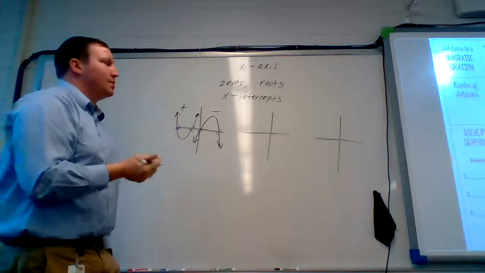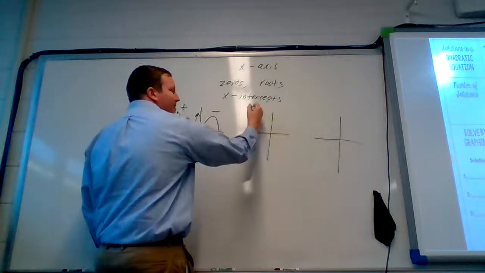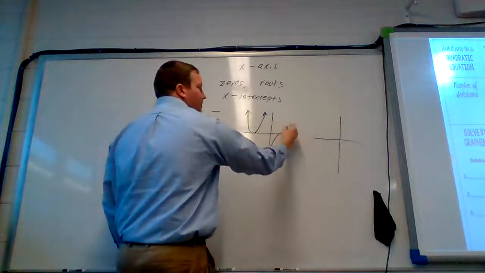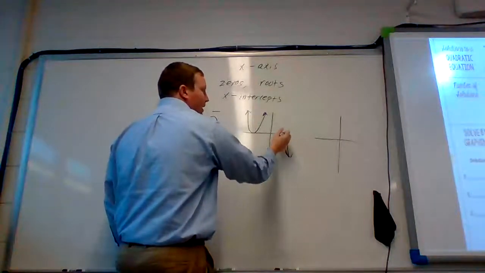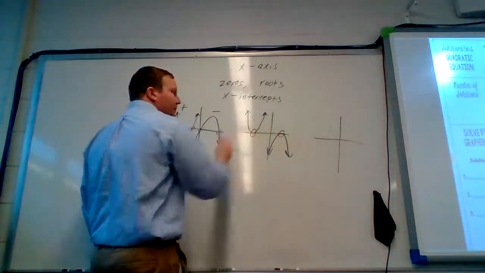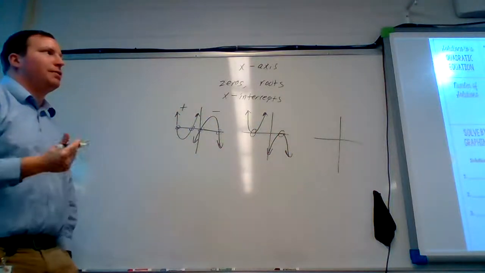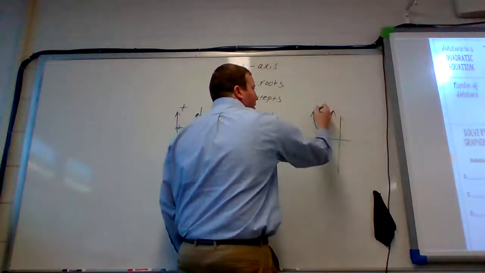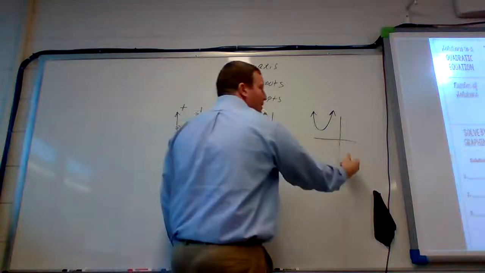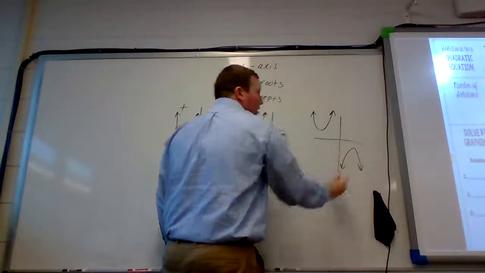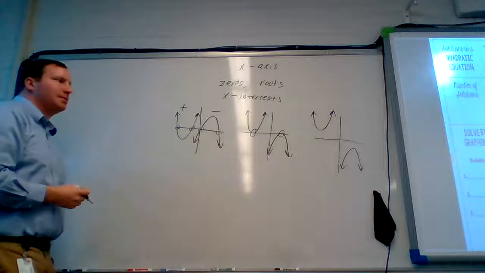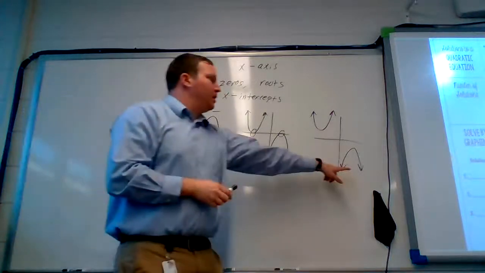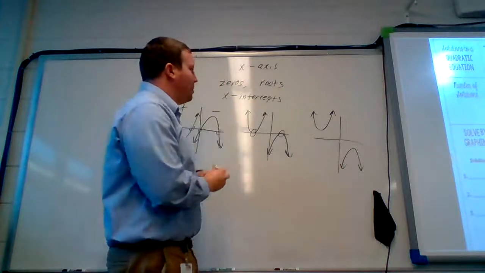And then we have one solution if our vertex lands on the x-axis. So it can be positive or negative as long as it lands on that x-axis itself. And then we could have no real solutions if we have a positive quadratic and it's above the x-axis, or a negative quadratic and it's below the x-axis.